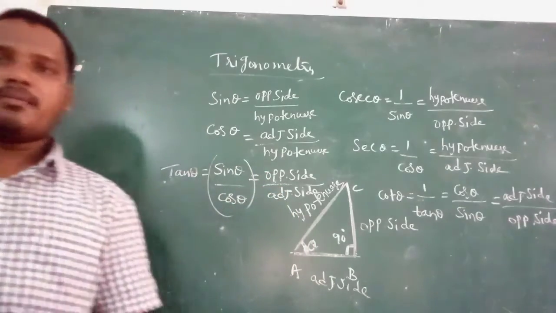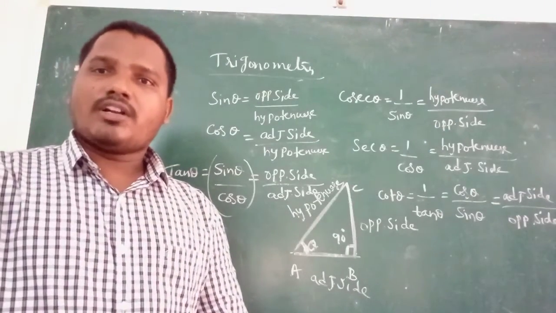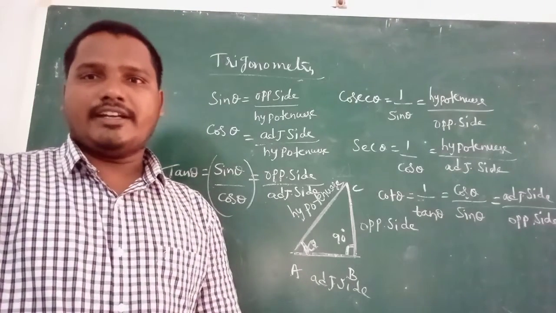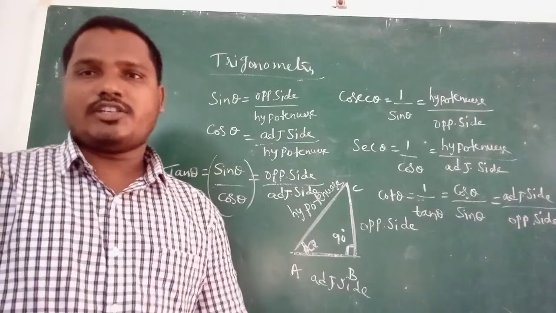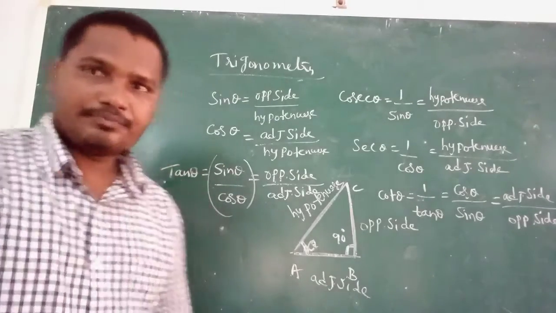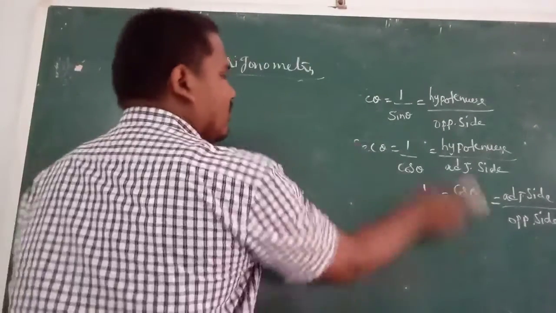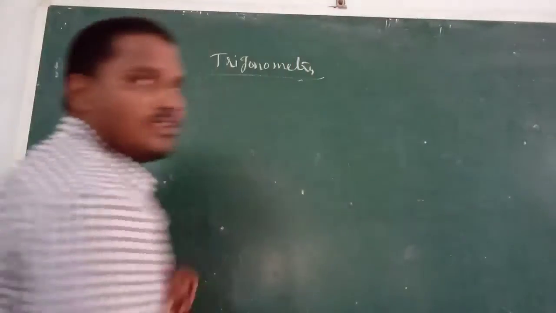Directly they sometimes ask, if sin theta is equal to 3 by 5, then what is the value of cos theta, or tan theta, or cosecant theta? Okay. Now we are going to learn about the Pythagoras theorem.